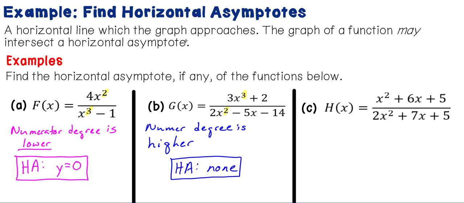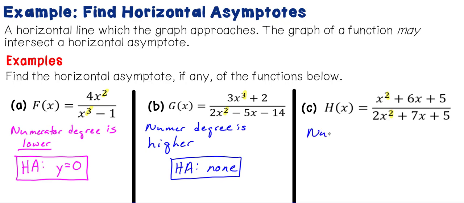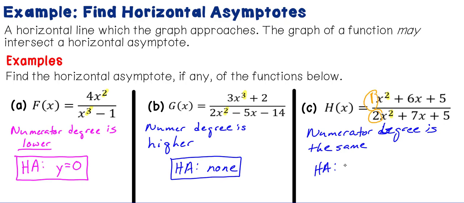And the last example, the degree at the top is 2, the degree on the bottom is 2. Those are the highest degrees. So the numerator degree is the same as the denominator degree. So in this case, for the horizontal asymptote, you would take the coefficients in front. The coefficient in front of x squared on top is 1, and the coefficient in front of the x squared on the bottom is 2. So those are the 2 that we want to use, and we put them as a fraction. y equals 1/2.